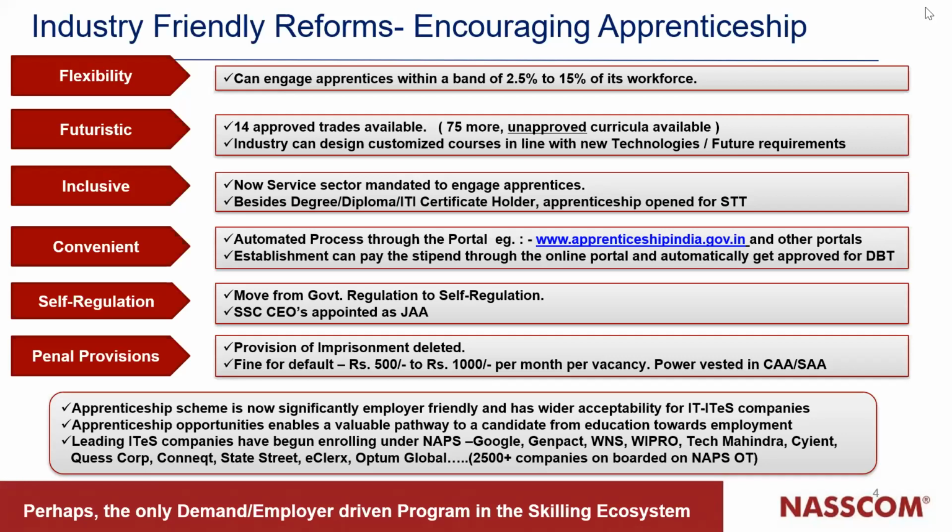Now it is not so. Organizations can engage anything between 2.5% and 15%. The minimum should be 2.5%, is what the government is saying. This is a change that has been brought into the law itself. Earlier, it was not there.